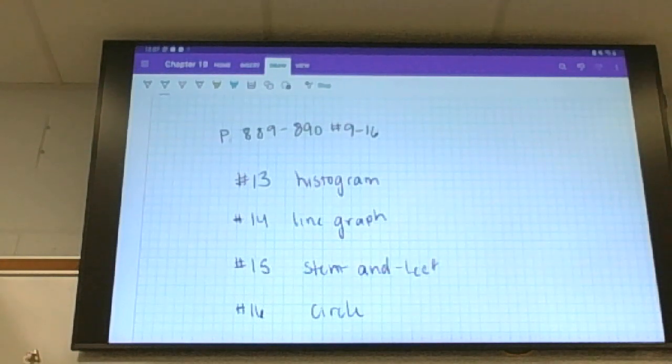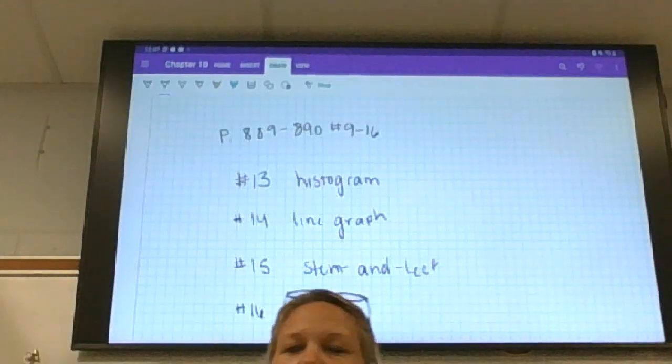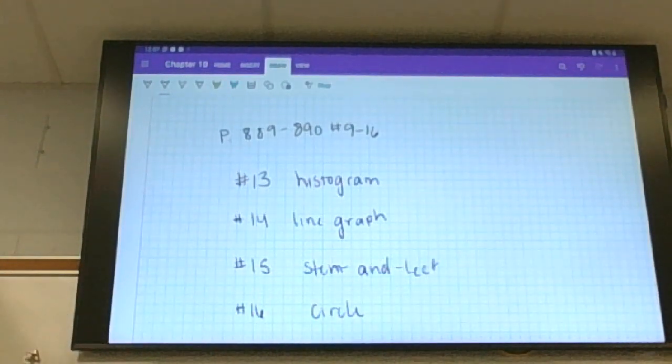All right, you guys. What I have written here is I want to make sure that you review every data representation in here. It says you get to pick, but I'm requiring for these 4 that you do a histogram. On 14, you do a line graph. On 15, you must do a stem and leaf. And on 16, you must create a circle graph. 15 and 16, you're probably going to need some help with. Those are more difficult and less familiar to you. But up until then, I want you to try to work independently.